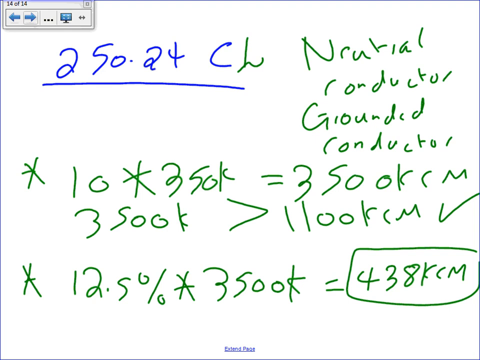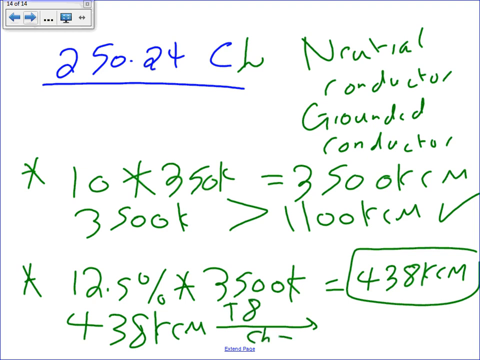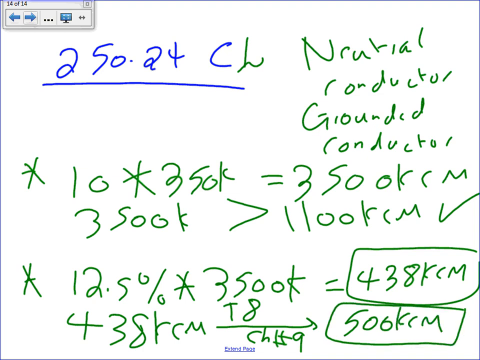So you're going to take the 438 kcm, and you're going to take this usually to Table 8, Chapter 9. What's the next standard from Table 8? You can go off of 310.16. What's the next standard kcm, guys, for this? 500? Is it 450? From Table 8, between 400 and 500, there's nothing. So what do you guys think I'm going to be using? 500. So this is a 500 kcm.